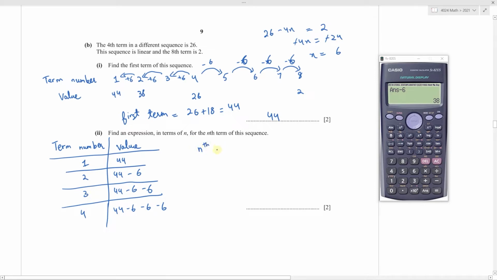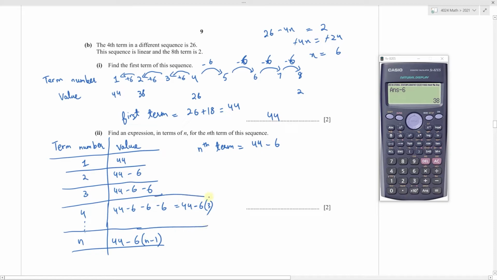So nth term will be 44 minus 6. How many times will you subtract 6? 1 less than the term number. So for the nth term, if you keep going, you will have 44 minus 6 times n minus 1. This was 6 times 3 because this was the fourth term. So for the nth term, you will have 44 minus 6 times n minus 1. So 6 times n minus 1, so 44 minus 6n plus 6.